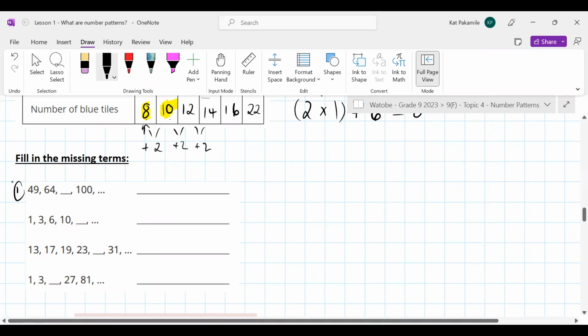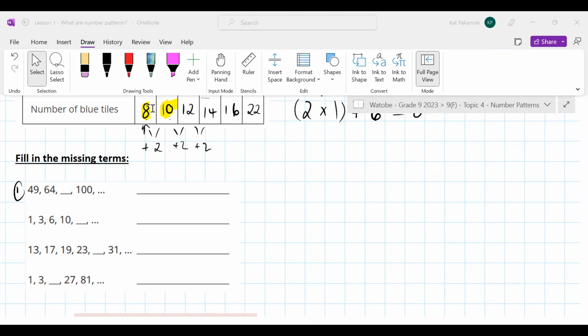49, 64, and 100. Guys, do these numbers look familiar? Does anyone know what these numbers are? 49, 64, 100. What could those numbers possibly be? Anyone? Okay, they are a number sequence, but they are a special type of numbers. Square numbers. Someone said square roots, but I'm hoping you meant square numbers.